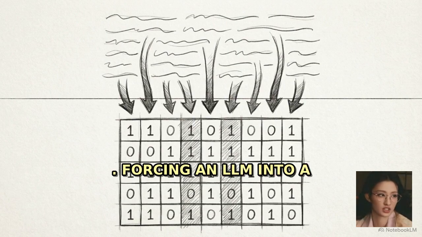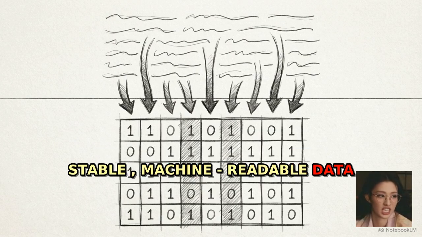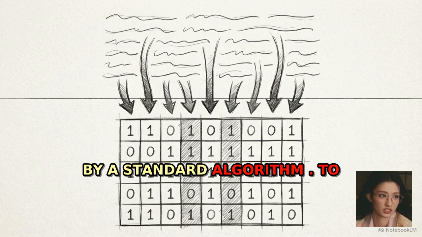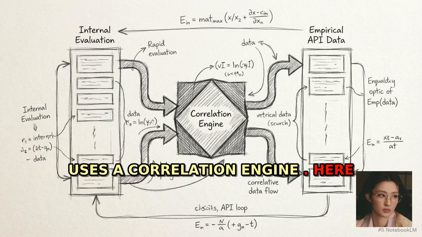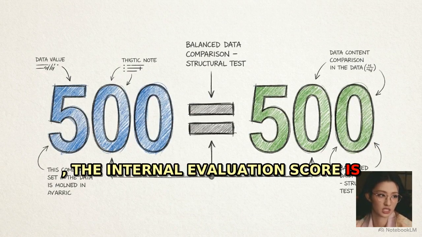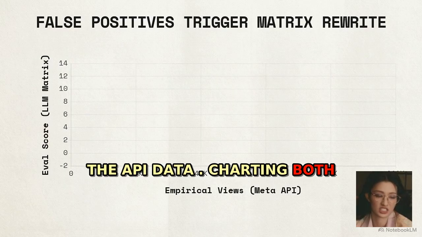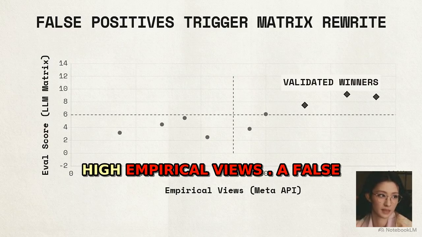Forcing an LLM into a binary schema translates subjective text into stable, machine-readable data, making the generation process optimizable by a standard algorithm. To finalize the loop, the system uses a correlation engine. Here, the internal evaluation score is tested against the empirical reality of the API data. Charting both data streams, a validated winner has a high eval score and high empirical views.